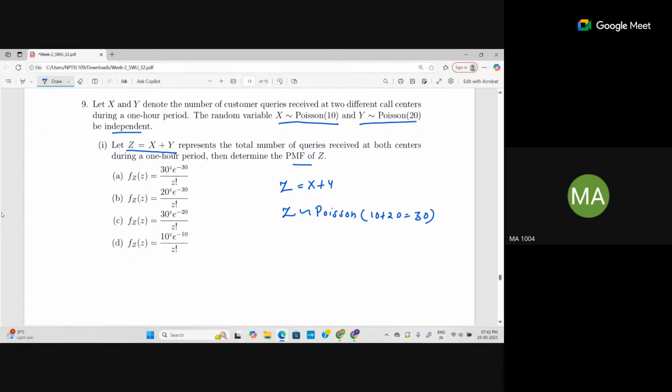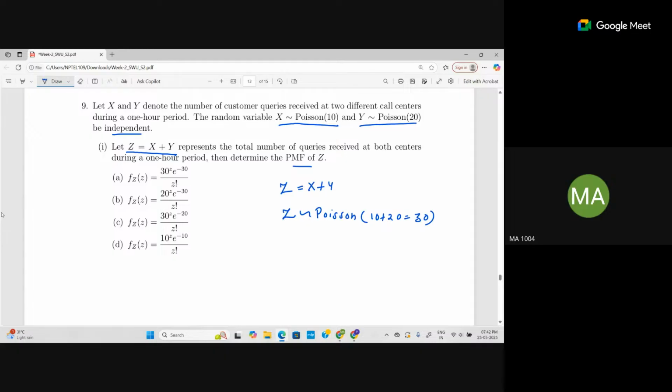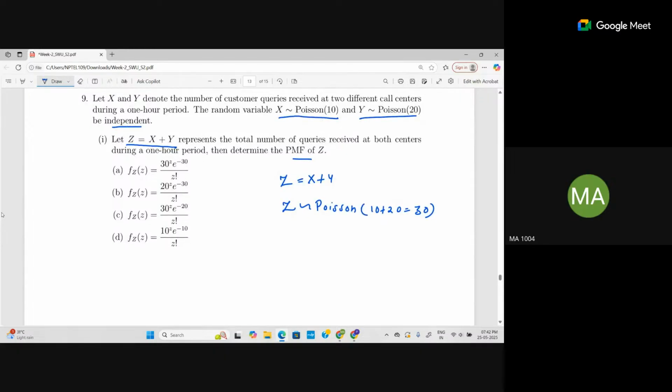Okay, and since it is following Poisson distribution, we already know the PMF, right? So probability of Z taking value small z is e to the power minus lambda. Lambda is 30, then lambda to the power z, if you remember the PMF, divided by z factorial, right? Don't get confused by small z and capital Z. Just go with the notation given to you in the question.